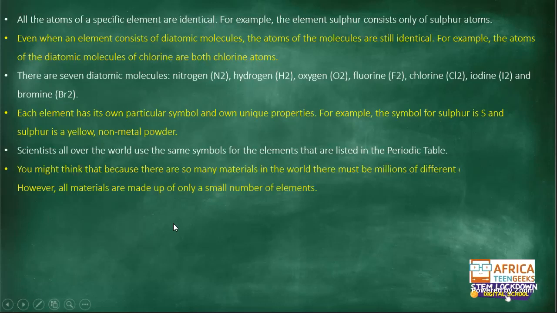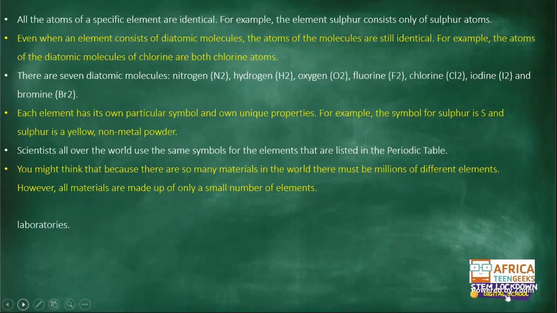Now, you might think that they are different because there are so many materials in the world and there may be millions of different elements. However, all material is basically made up of a small number of elements. It's just a small number, like how you make a cake. You'll take flour, sugar, eggs, and butter or oil if you're going to use it. So you're taking a whole lot of different things and putting them together to make a cake. This is the same with an element. You're taking a composition of the same atoms and putting them together to make specific elements.